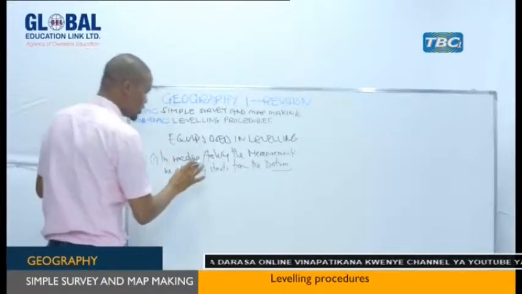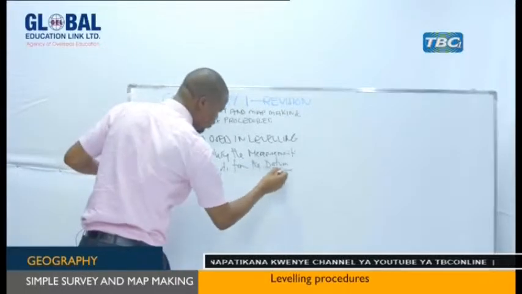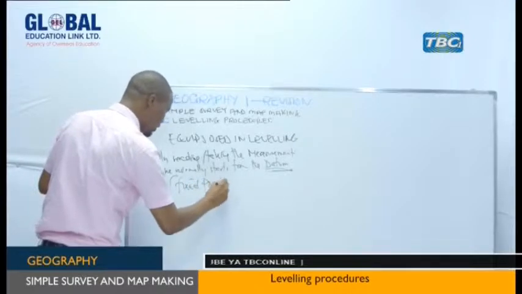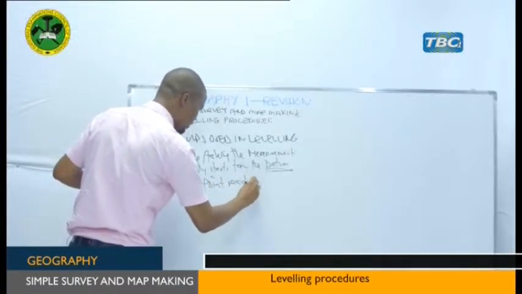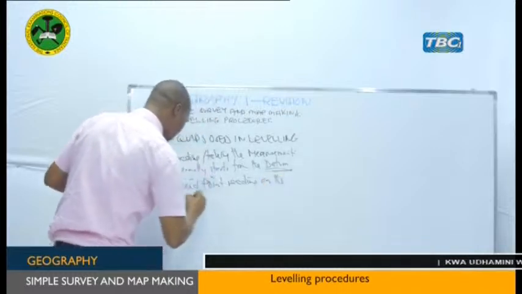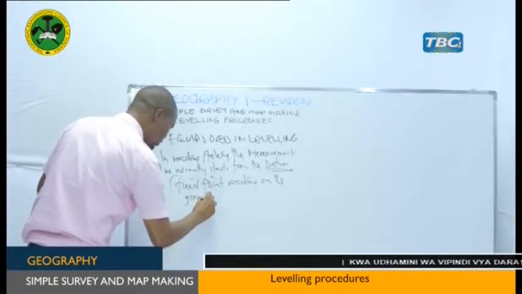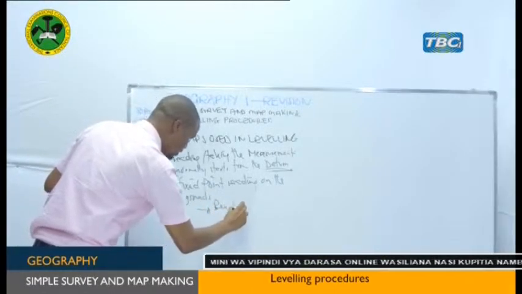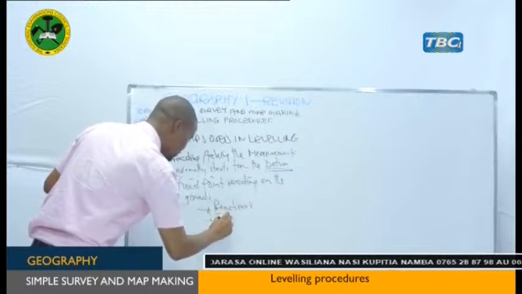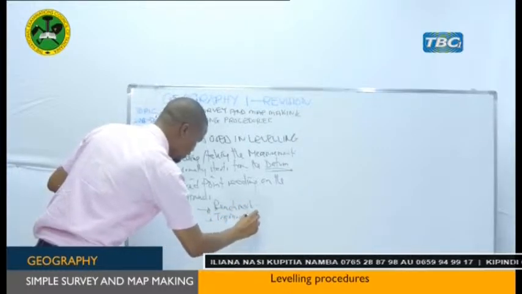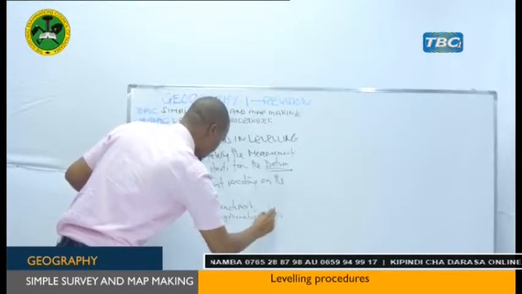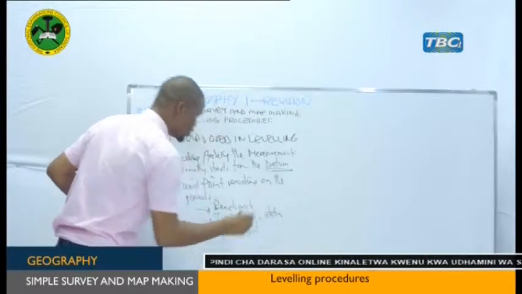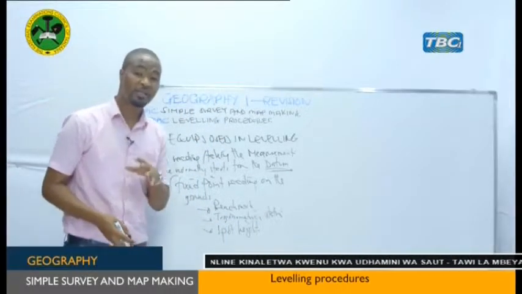Then from there, in taking the measurement, you must know what we call the fixed point reading on the ground. Fixed point reading on the ground. And these fixed point readings on the ground are shown by either a benchmark, trigonometrical stations, or sometimes spot height, to show the elevation from the mean sea level.